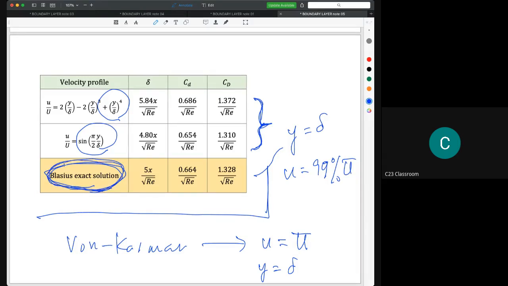That's why Blasius solution is called an exact solution because it use the specific definition of boundary layer thickness. Dia tidak menyelesaikan dengan menggunakan assumption.